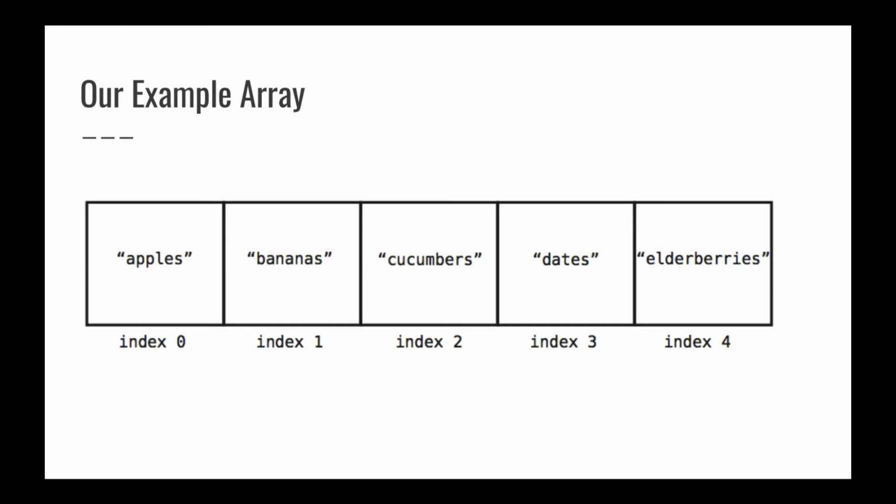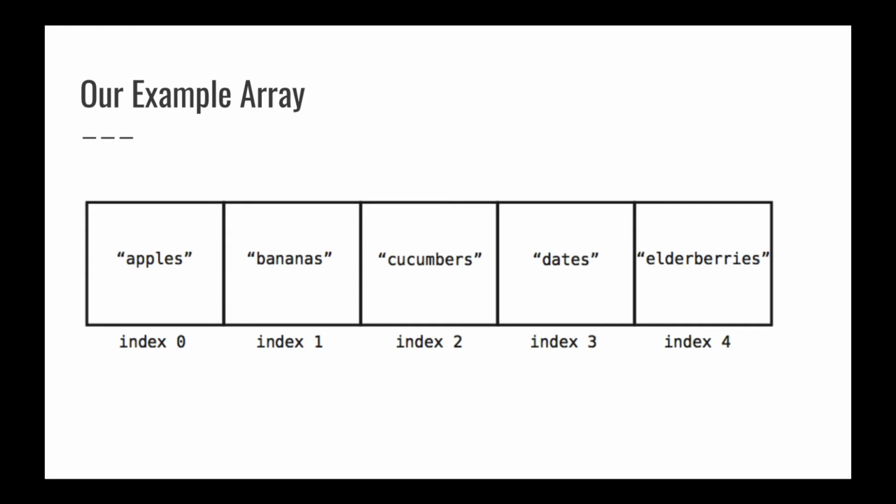Now you'll see how I've labeled each cell within this array as having an index. An index is the official jargon for a spot within an array. Now arrays in most programming languages begin at index 0. So the first item in an array is index 0. In this case, apples is within index 0. Bananas is at index 1, namely the second spot within the array. Cucumbers at index 2, and so on and so forth.